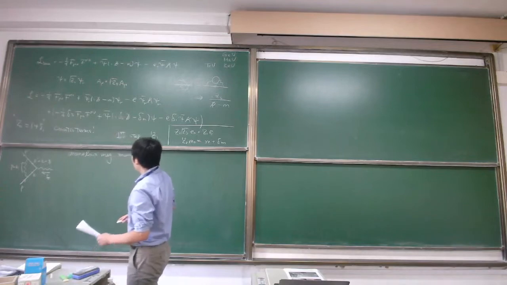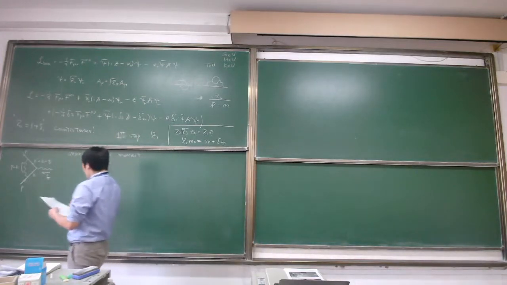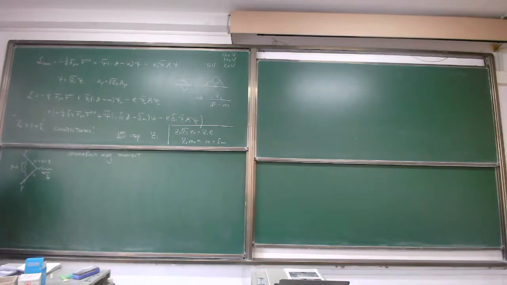And this is related to the anomalous magnetic moment. I will explain what it is. As I mentioned, this is a quantum correction to the vertex. So here, we assign this to be gamma mu, I, at tree level.